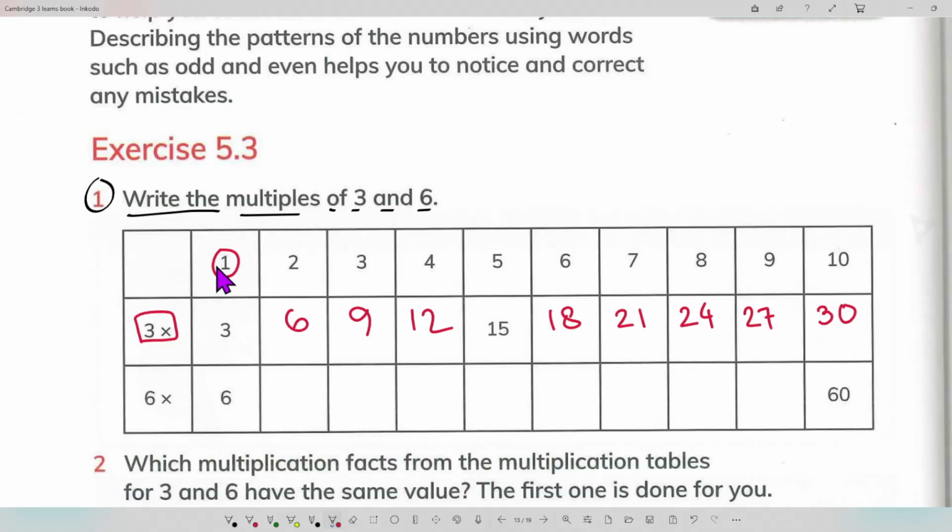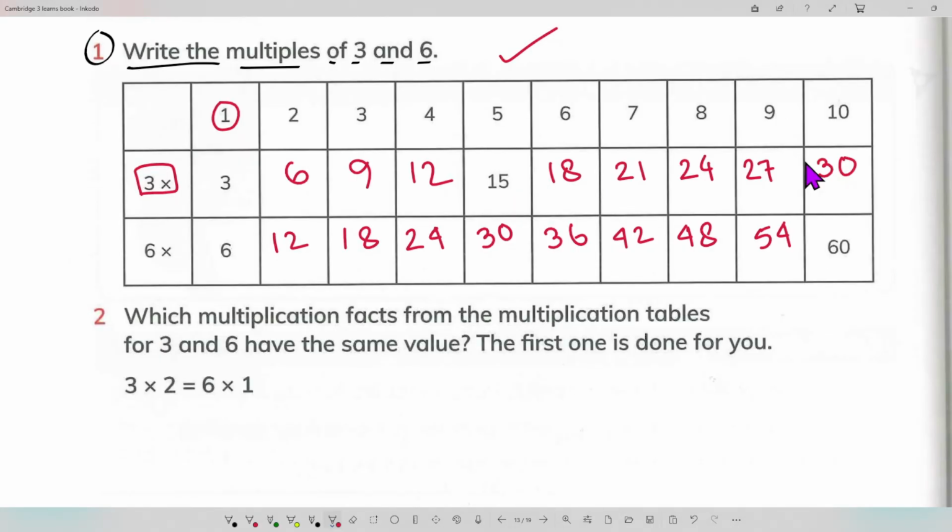Similarly, 6 times 1 is 6, 6 times 2 is 12, 6 times 3 is 18, 6 times 4 is 24, 6 times 5 is 30, 6 times 6 is 36, 6 times 7 is 42, 6 times 8 is 48, 6 times 9 is 54, and finally 6 times 10 is 60. This is very simple. Number 2.